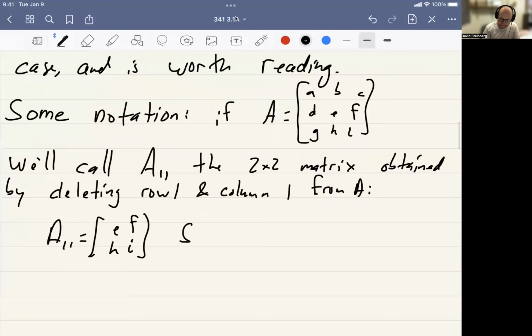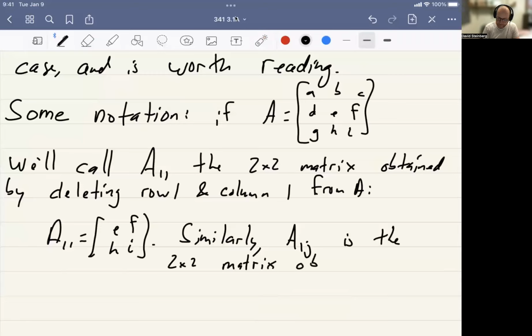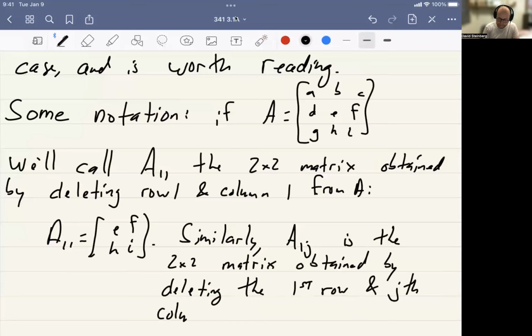And then similarly, A1j is just going to be the 2 by 2 matrix we get by deleting the first row and jth column from A.